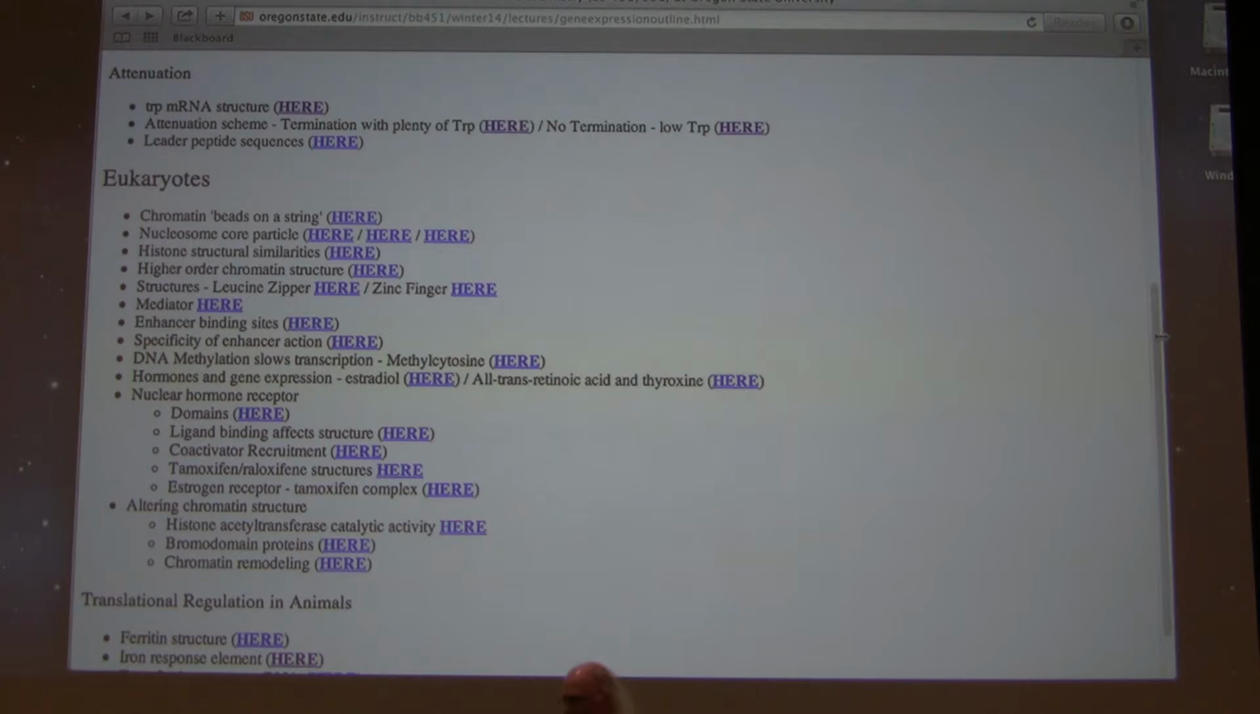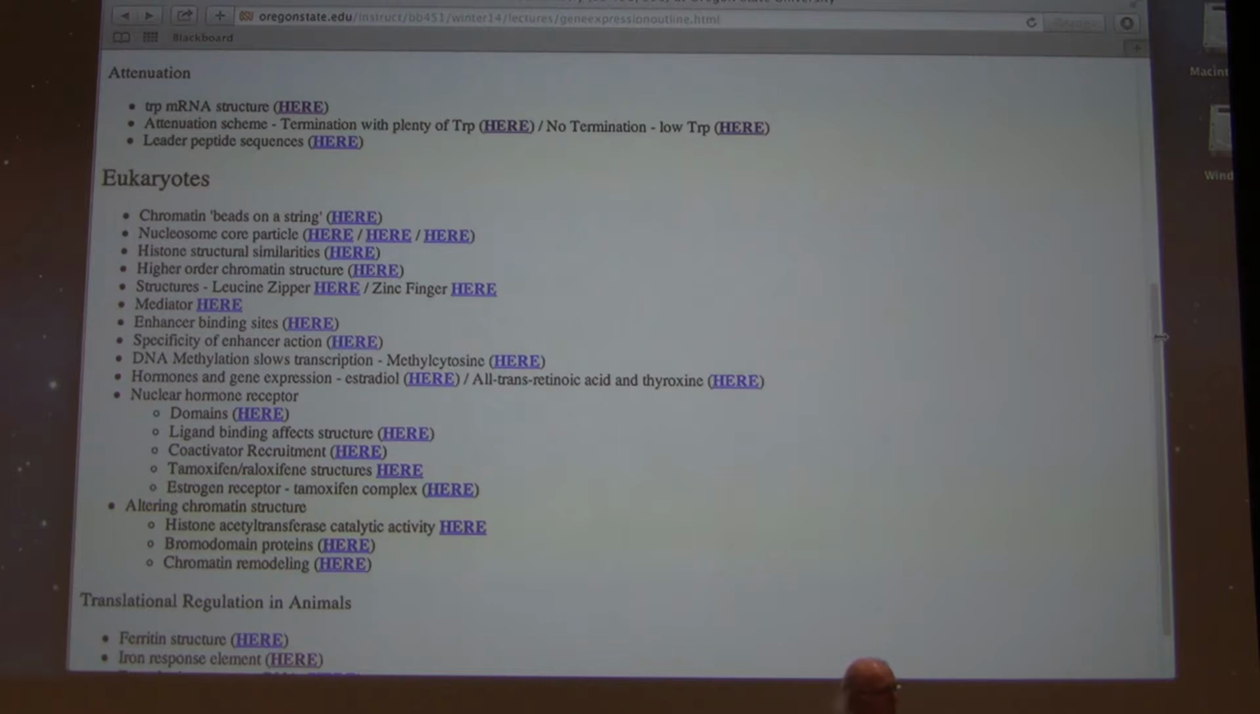Attenuation, as I noted last time, was a mechanism that cells use to sense the amount of tryptophan, and as we'll see, other amino acids that are present in cells, so that they can adjust their translation and transcription accordingly.